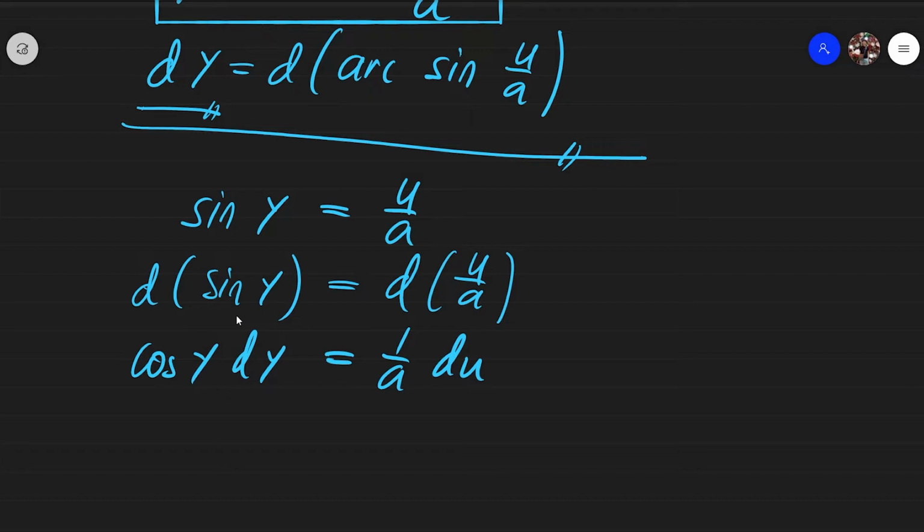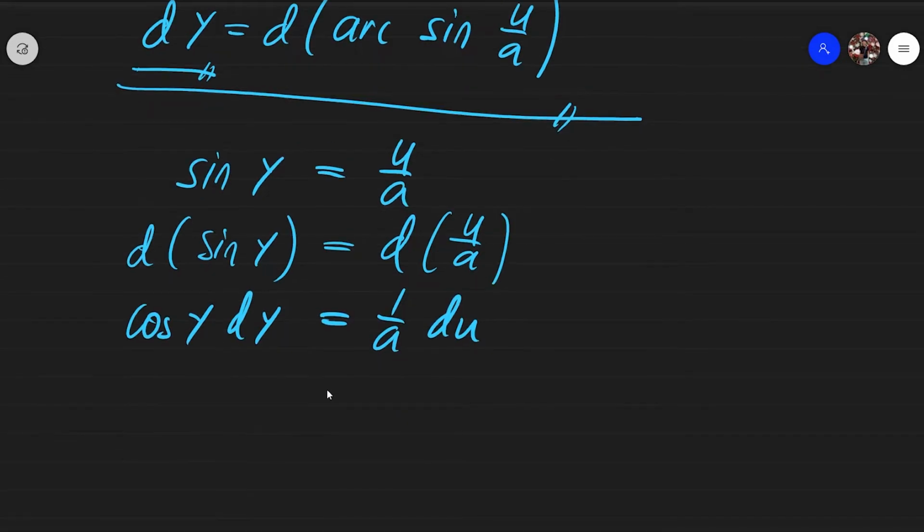Now, take note that what we are trying to find here is the value of dy. So if we write this function in terms of dy, we arrive at this equation: dy is equal to 1 over a du, all over cosine y. So you still have y here, and you have to get rid of this cosine y. How do we do that?